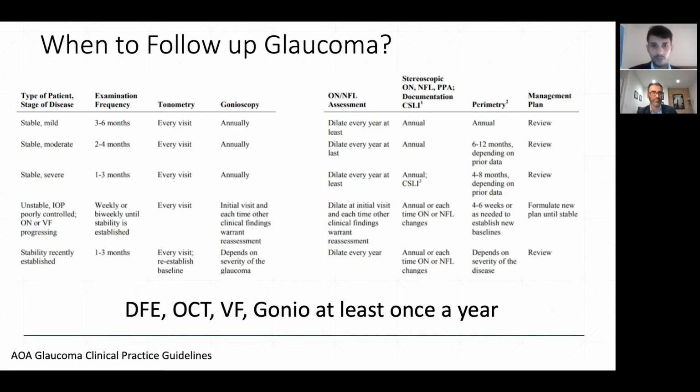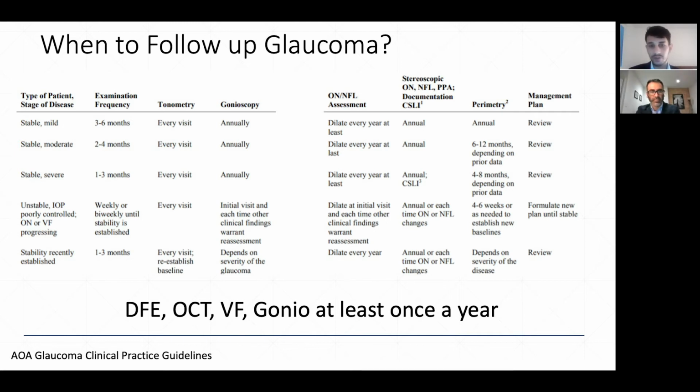So how often do we follow up our glaucoma patients? And that really depends on whether they are stable and what severity of disease they have. But even though we have these guidelines from the AOA, the big thing to know is that they need a DFE, they need an OCT, they need a visual field, they need gonioscopy at least once a year. I think that's for all our glaucoma patients, and everything else there, you really got to do on a case-by-case basis.